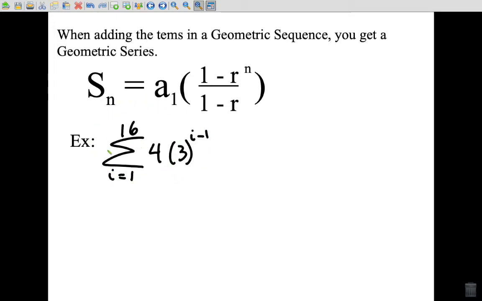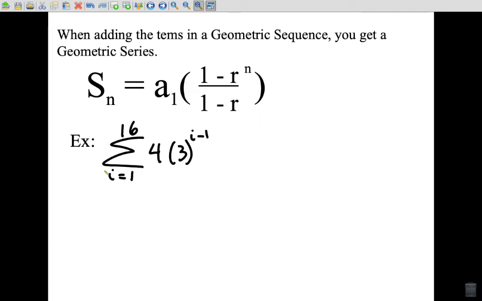We remember the summation notation. It's asking us to find the sum of the first through the 16th terms. So you're adding together 16 terms. You really would not want to use this rule to calculate 16 different numbers and then add them all up. It's far more efficient to use the formula.